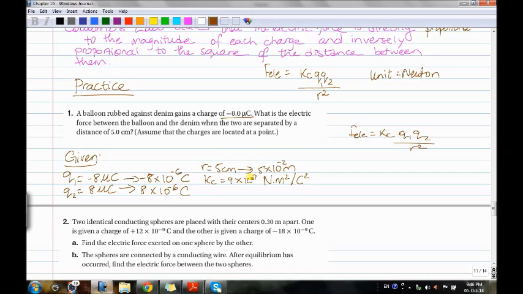Remember, when you put the Q1 and Q2, you ignore the negatives, so absolute value. Okay? So the Kc, 9 times 10 to the power of 9, times the Q1. We could just do 8 times 10 to the power of -6, squared, to make it faster, over R squared, which is 5 times 10 to the power of negative 2 squared. So the electric force would be 230.4 Newton. Don't forget the unit.